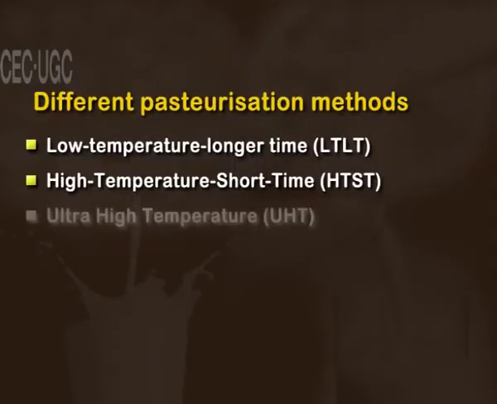Then we have ultra high temperature, which I spoke to you about before. The temperature used here is 149 for a second or 93.4 degrees for 3 seconds. Now, these are the three methods of pasteurization.